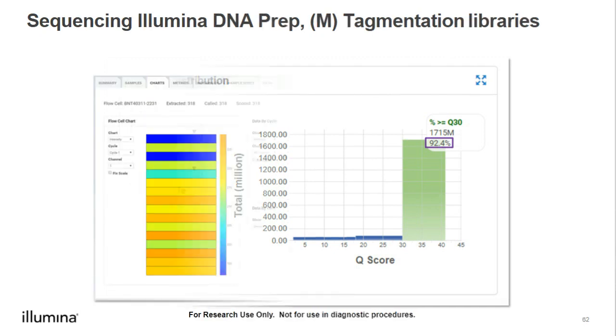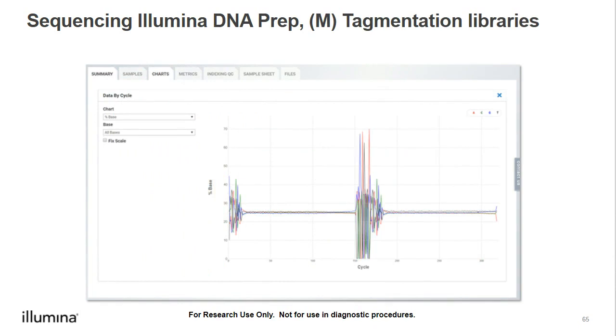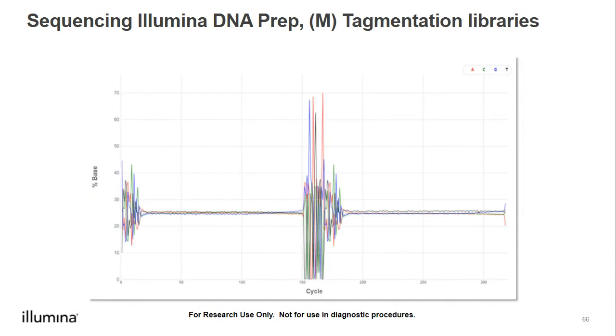If we go back to our Charts tab, the last metric we want to review is the percent base. To view the percent base, we can use the data by cycle chart indicated here. And in the chart drop-down menu, we can select the percent base option. Then we'll go ahead and expand the chart to see it better. And then we'll zoom in a bit more. And here we see the percent base for the run. At every cycle, the instrument reports the percentage of A's, T's, C's, and G's.